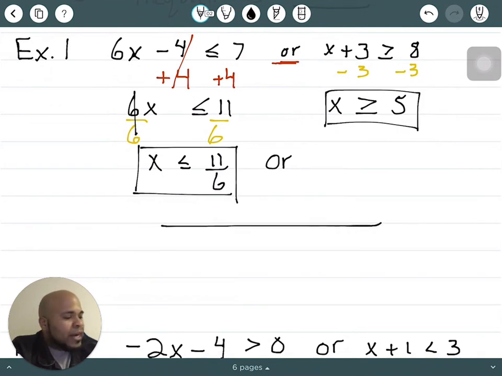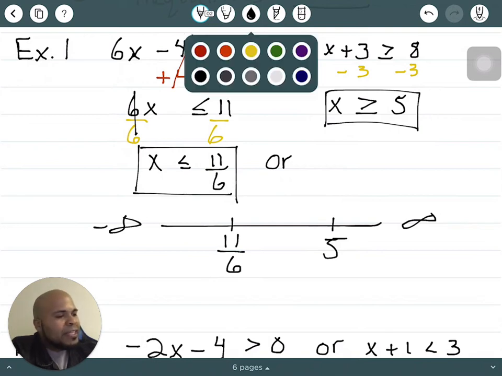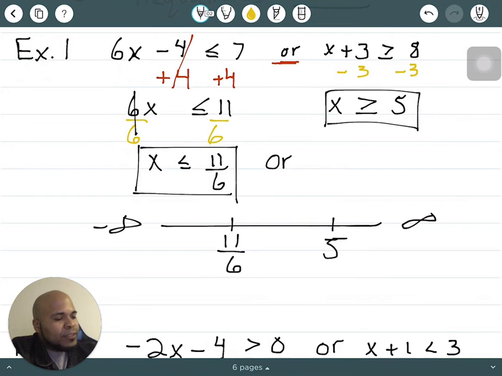If I do this graph, I know that negative infinity is over here and positive infinity is over here. I have 11 over 6, and I know 11 over 6 is less than 5 because 12 over 6 would be 2, so this is just below 2, and 5 is greater than that, so it's going to be to the right. Okay, so if I try to graph this, I want all the numbers that are less than or equal to 11 over 6, so I'm going to use a bracket, and then x is greater than or equal to 5 as well, so I'm going to use another bracket, and I'm going to go to the right because I care about the numbers that are greater.